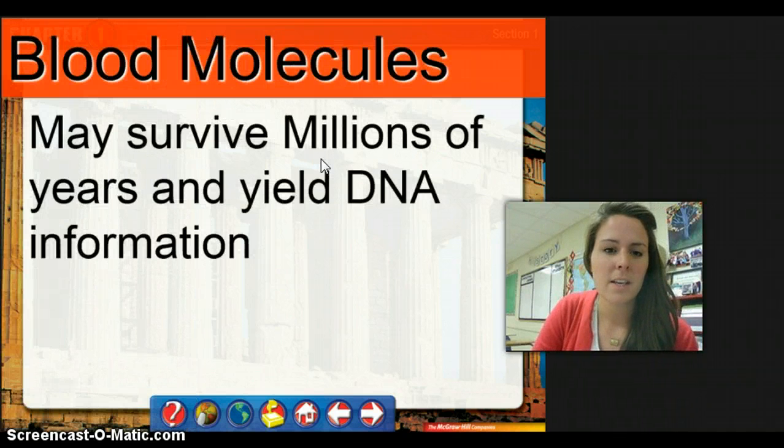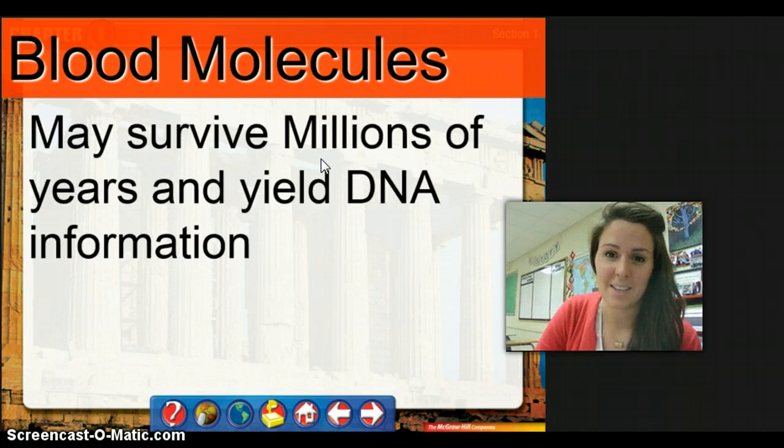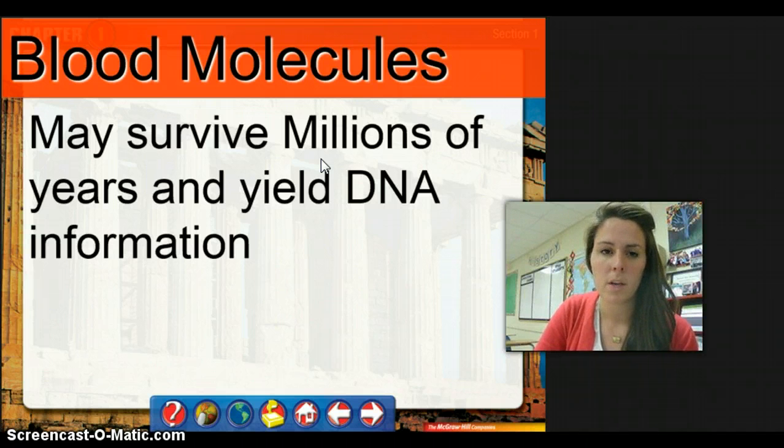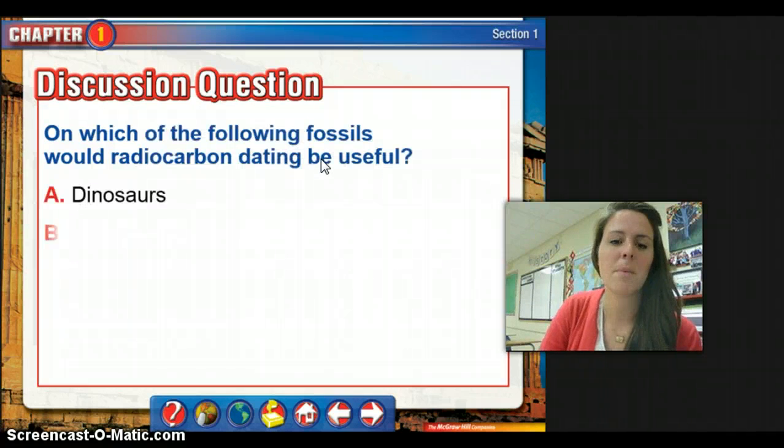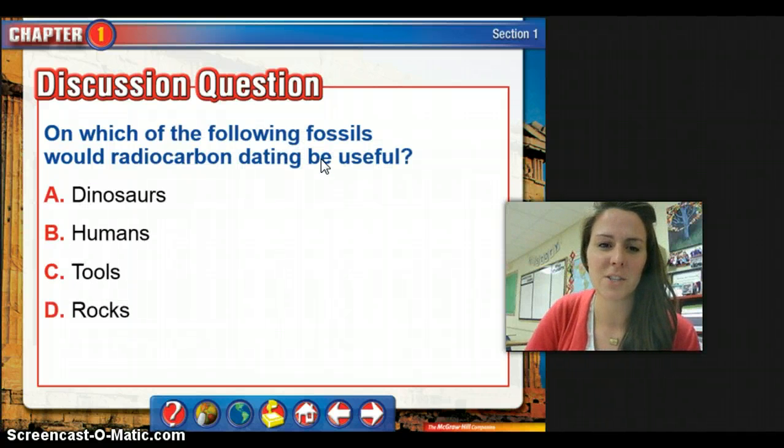The next one is blood molecules. Now blood molecules, we can learn a lot about blood molecules. And blood molecules can survive up to millions of years, and they yield a lot of DNA information. And I'm going to give you one example of a case where we've used blood molecules to determine a lot. But before we get there, let's have a discussion question.